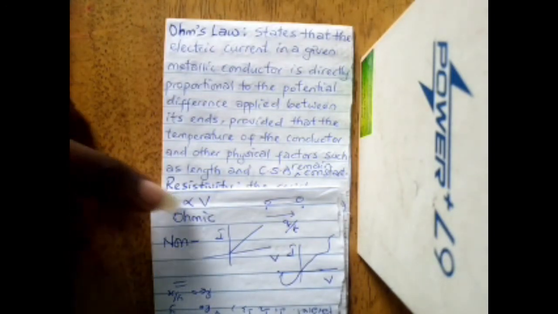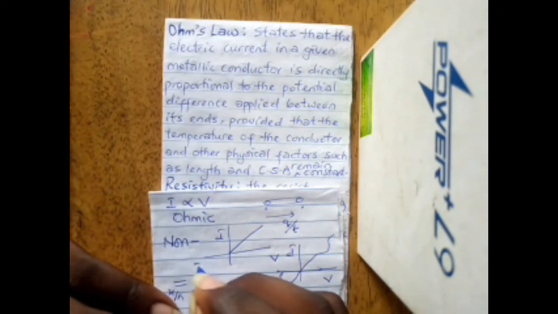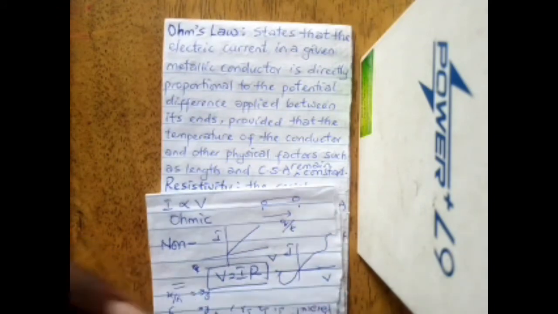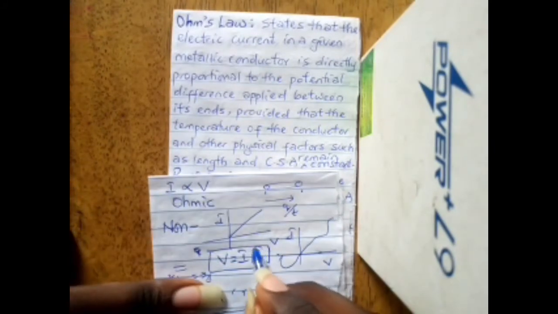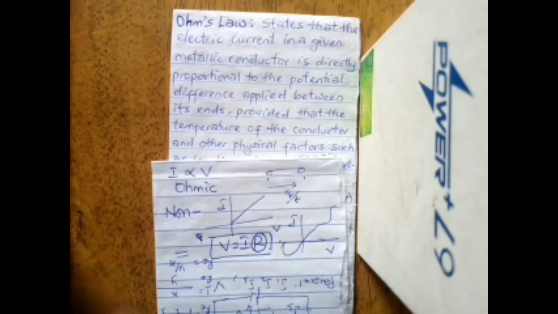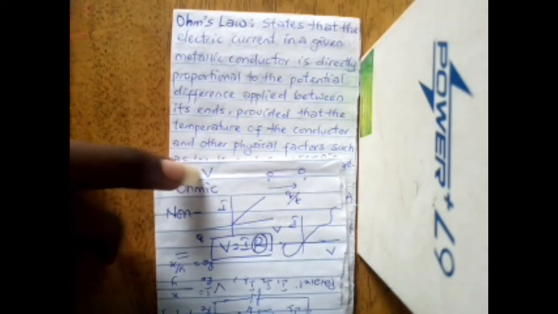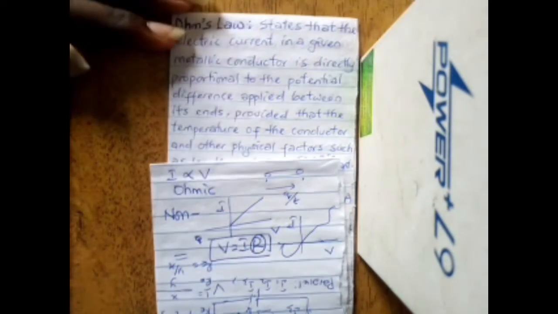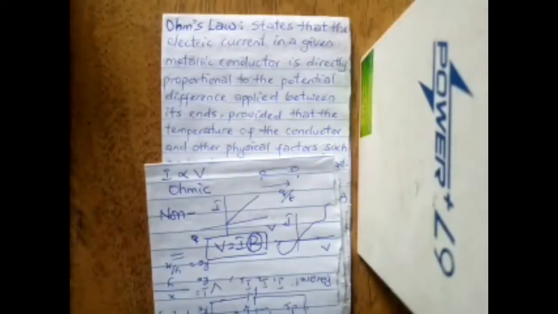So it was from this law, Ohm's law of resistance, that we are able to find the constant R. R is the constant of proportionality. I is directly proportional to V. The constant of proportionality is R, which is a constant. And like I said earlier, resistance is the opposition to the flow of current through a metallic conductor. And we have resistivity.